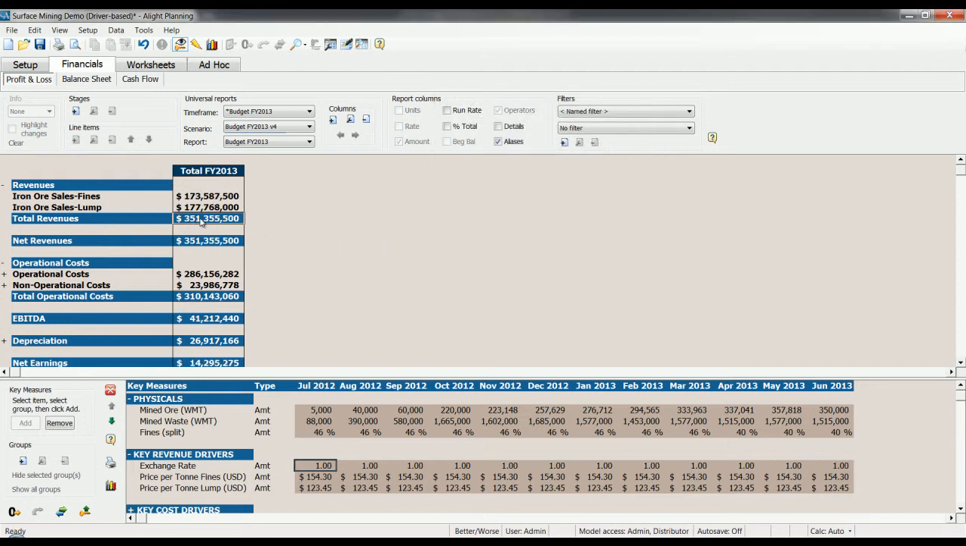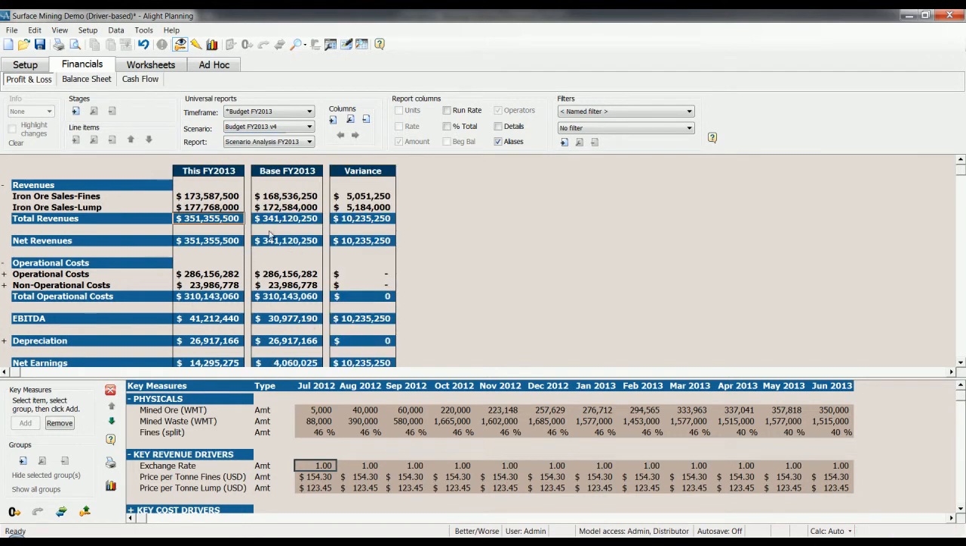And that's changed our number here. Now let's see how that lines up with the base scenario by running a scenario analysis report. Here we can see that our iron ore sales for fines and for lumps are different by about $5 million each, causing an overall variance of $10 million. So that's this scenario. We're comparing it to the base scenario.